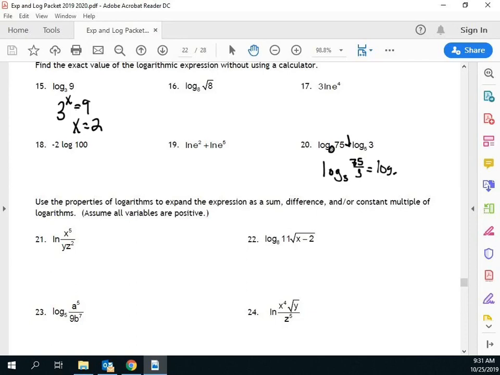And now you have log base 5 of 25. So then you ask the question, what do I raise 5 to get 25? Well, it's 5 times 5, which is squared. Yeah, there you go.